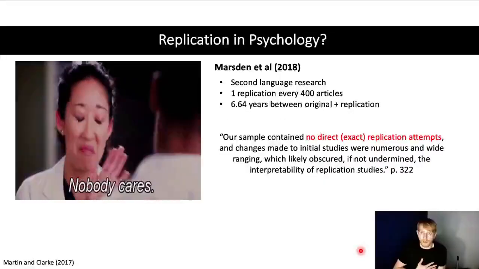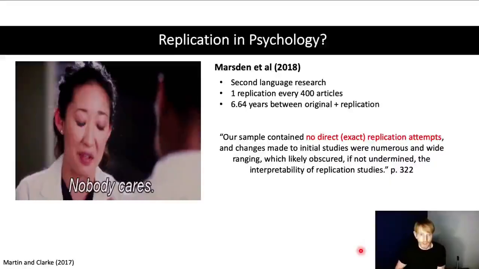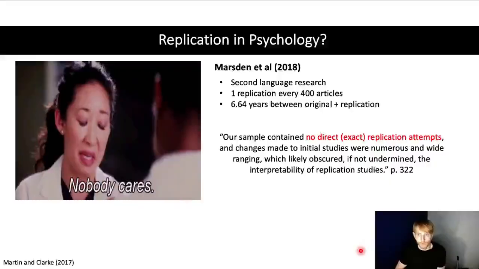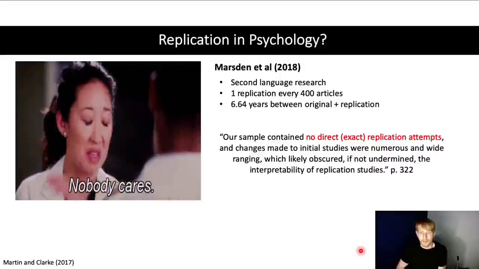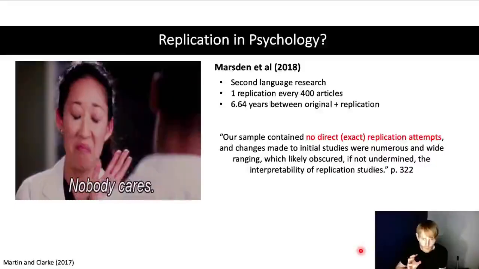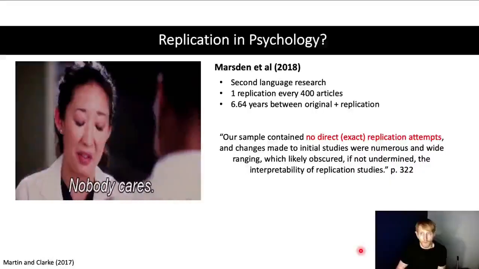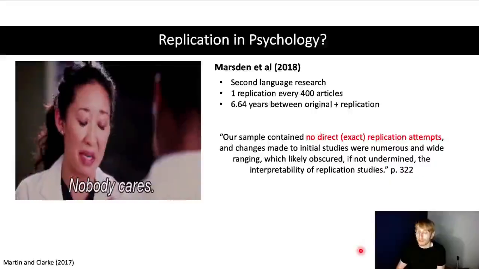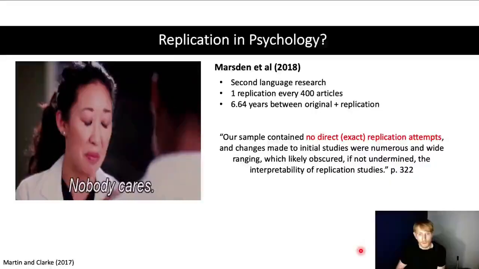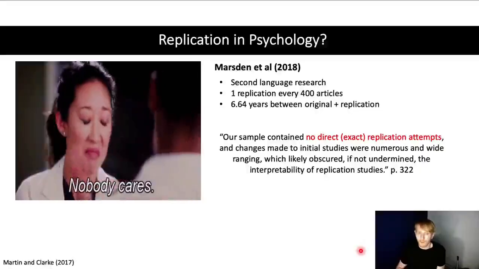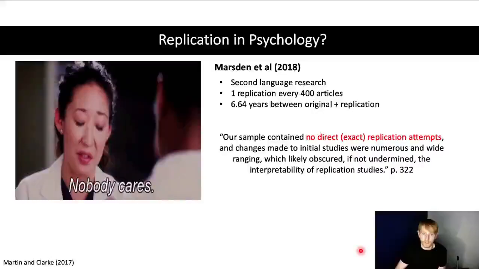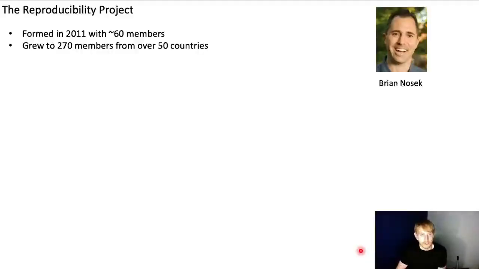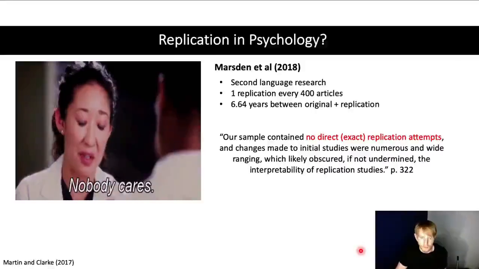And they even made this comment: our sample contained no direct replication attempts, and changes made to initial studies were numerous and wide-ranging, which slightly obscured, if not undermined, the interpretability of replication studies. So one of the nice things about direct replications is you can say, we kept everything as similar as possible, this doesn't work. When you do a conceptual replication, it becomes a little bit hazier. It's a little bit more uncertain as to whether the theory is not supported, or whether the changes you made mean that it's no longer a direct test of our hypothesis or of our theory. It's hard to say.